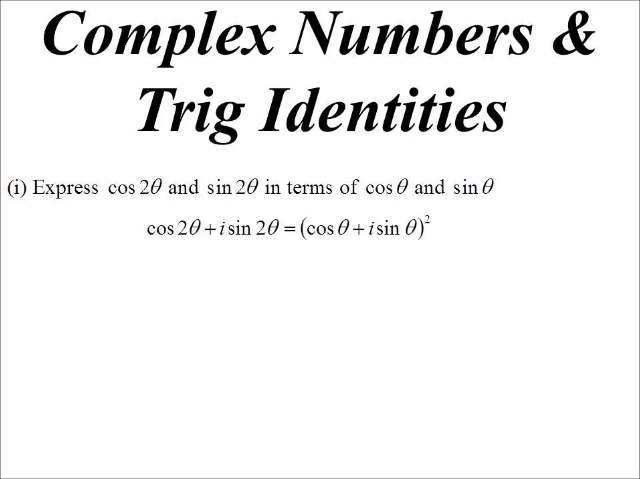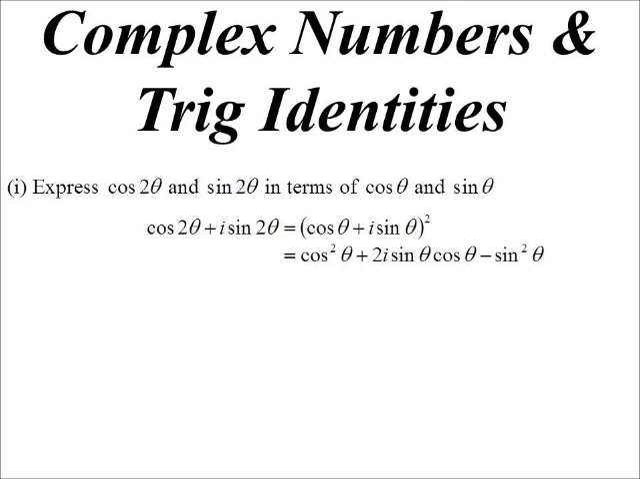By De Moivre's theorem, we can say that (cos theta plus i sin theta) squared is the same as cos 2 theta plus i sin 2 theta. We multiply the argument by 2. If I expand the left-hand side out, I get cos squared theta plus 2i sin theta cos theta minus sin squared theta.